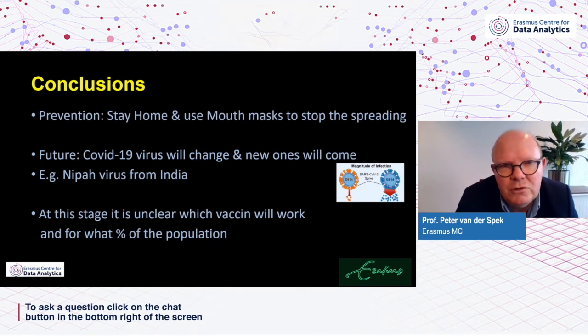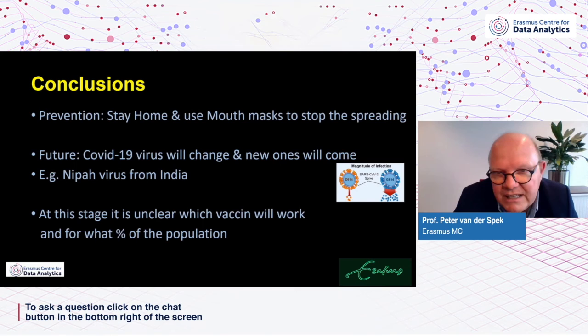What do we know for the future? This virus is not away at this stage, so it will keep changing and new ones will become apparent. If you want to read more about that, just Google another virus which potentially can cause similar types of outbreaks: the Nipah virus. Check it in Wikipedia. You can see that this virus is more or less attacking the brain, versus COVID-19, which was mainly attacking the lung.